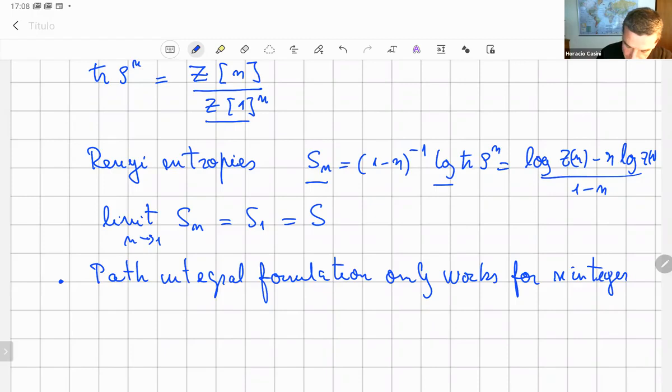Except in some particular situation when there are some special symmetries, you can continue in the geometry in n. In those cases you can, but in general you cannot.